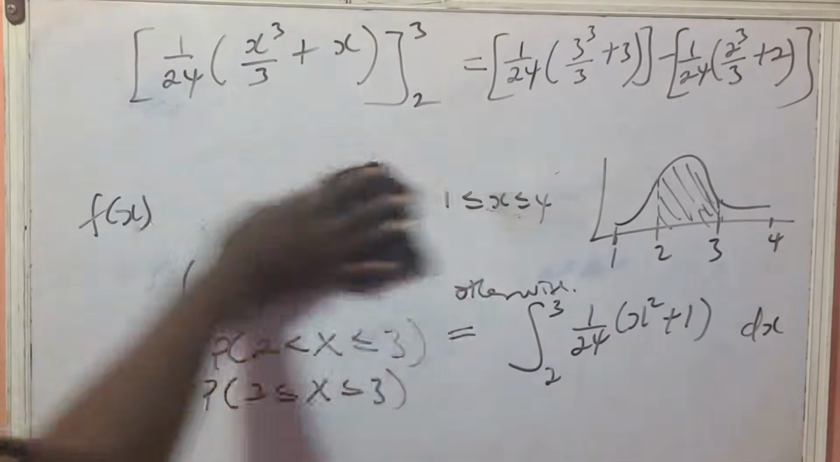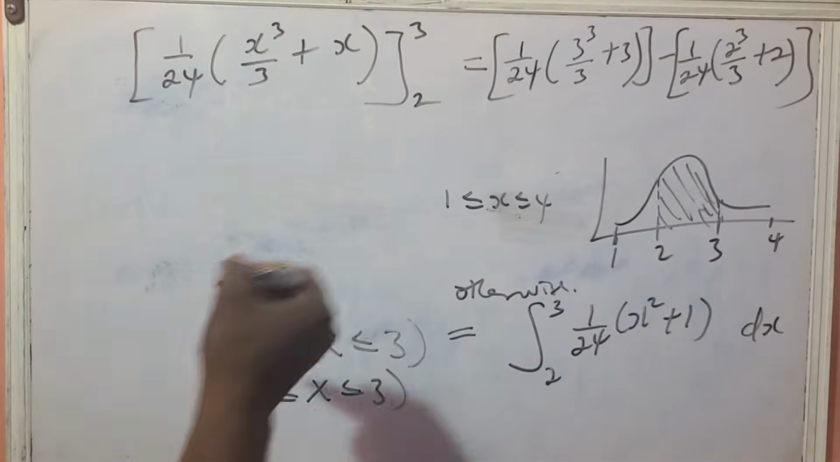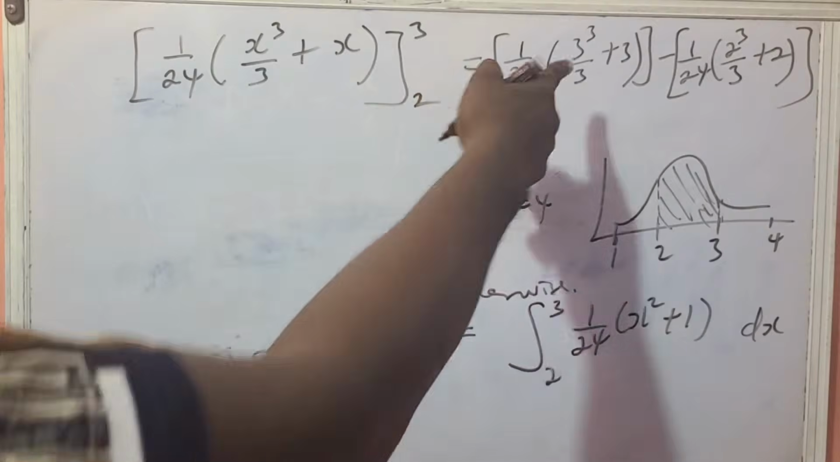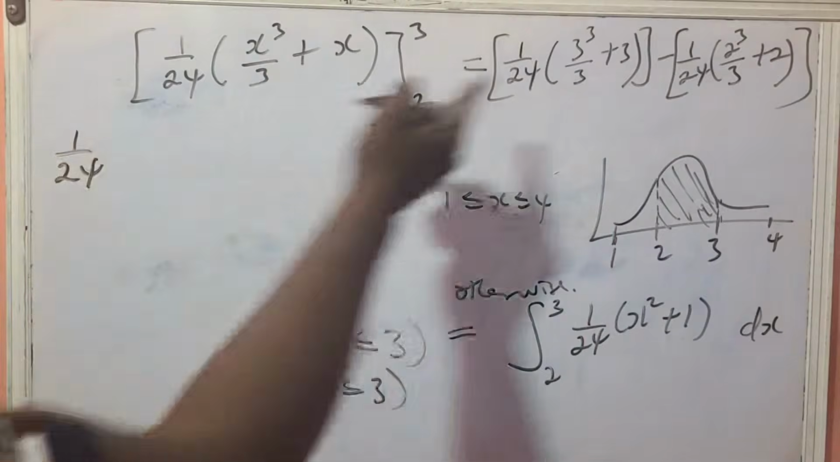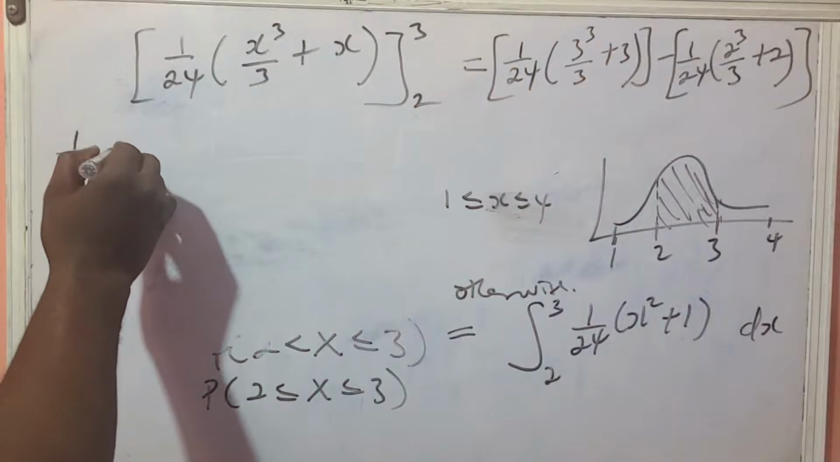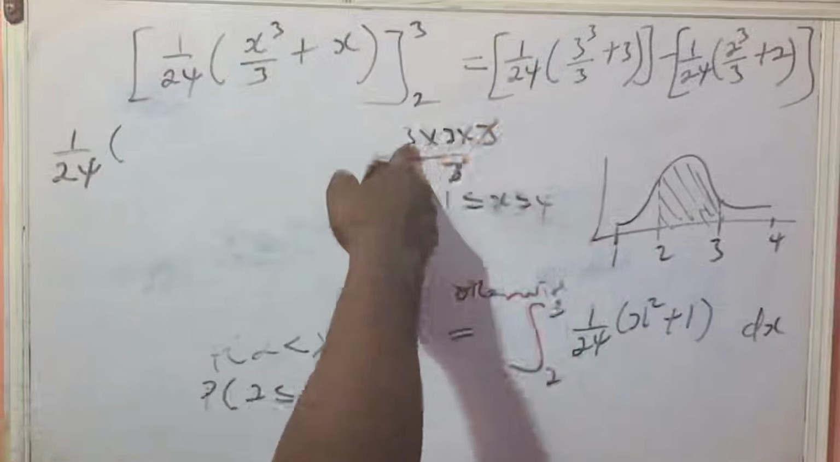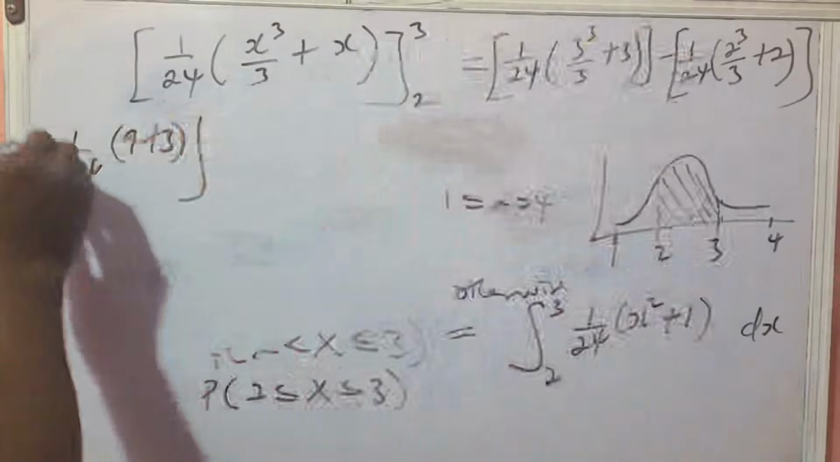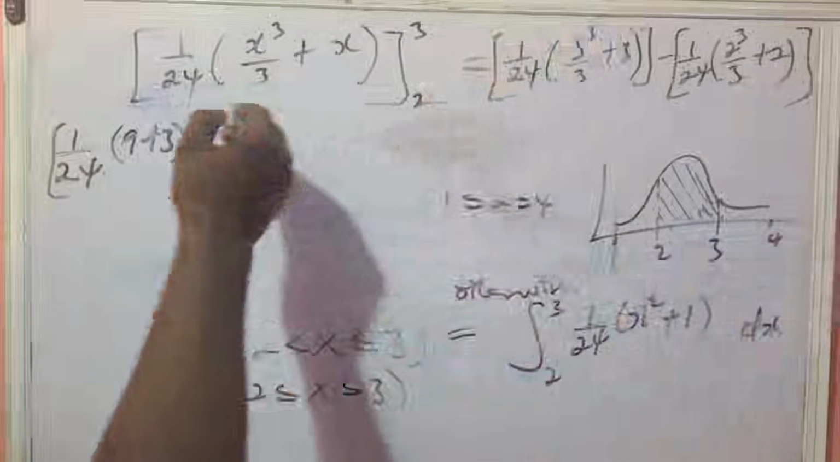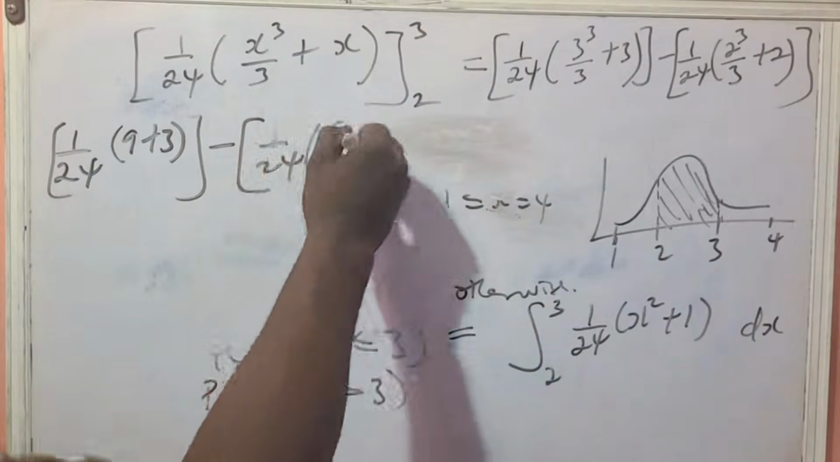Now, looking at what we have here, you can see clearly that 3 cubed will be obviously 27. I don't want to, let me just write 9. Okay, you understand what I'm doing now. 1 over 24, 3 times 3 times 3, I will just write 9 plus 3. All right, because 3 times 3 times 3 over 3, one 3 cancels, we're left with 9. That's how I'll just write 9 plus 3. All right, now this is this side minus 2 cubed. That will be 1 over 24, 8 over 3 plus 2.